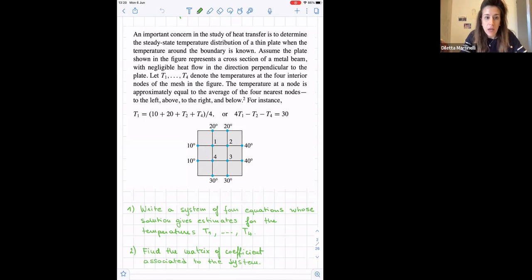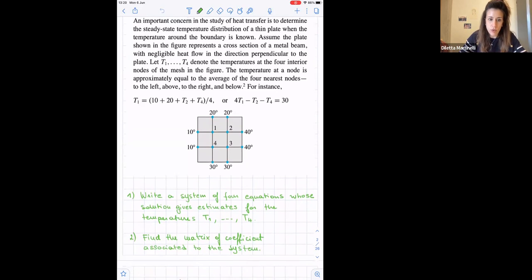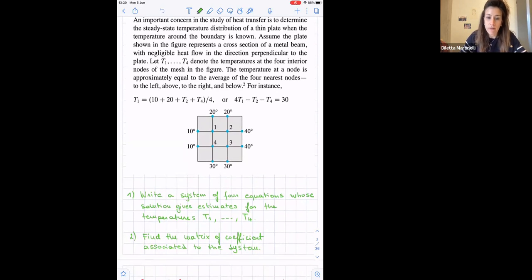So there are temperatures T1, T2, T3, T4 in the nodes at the center of the table. And the temperature in each node is equal to the average of the 4 nearest nodes. And the exercise was asking us to write a solution. So write a system of 4 equations whose solution gives an estimate for the temperatures T1, T2, T3, T4.